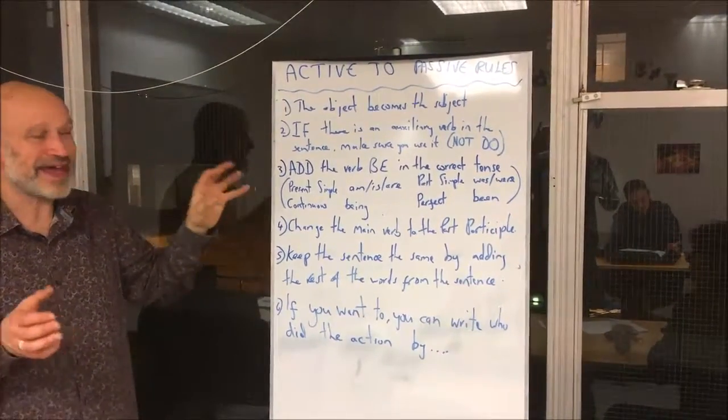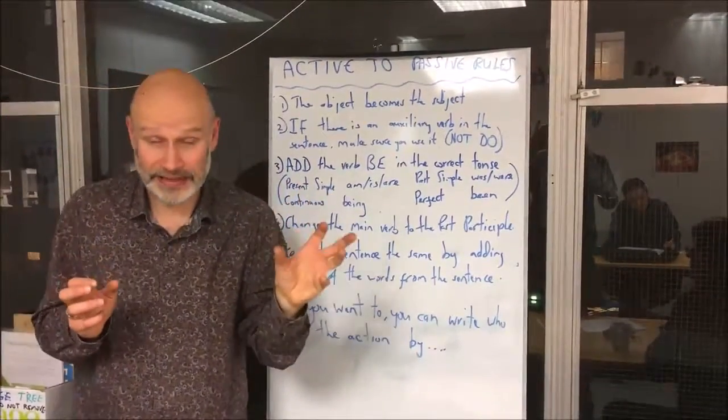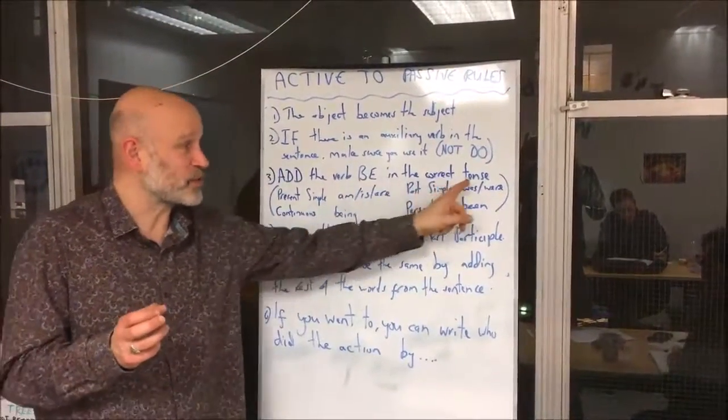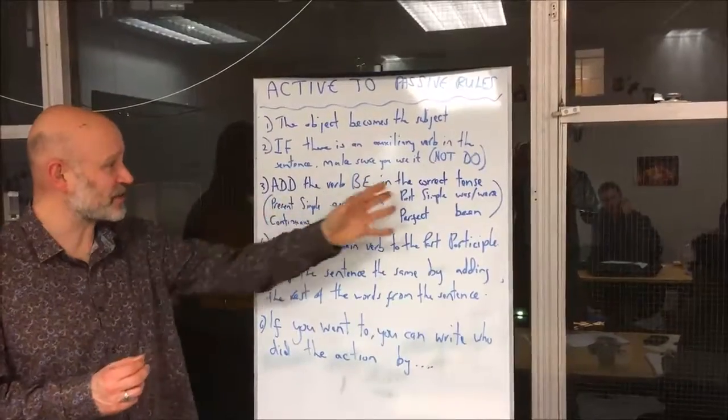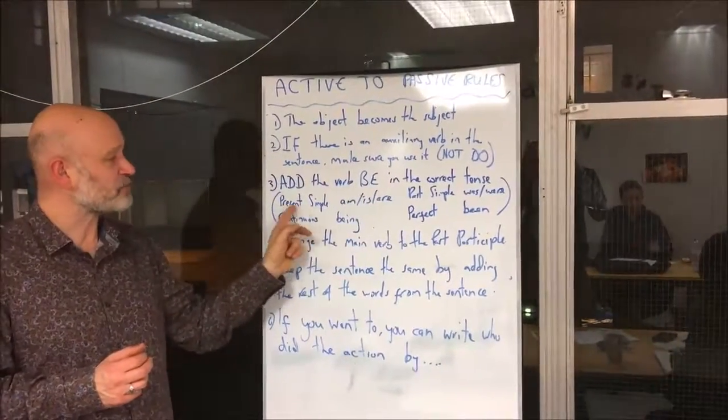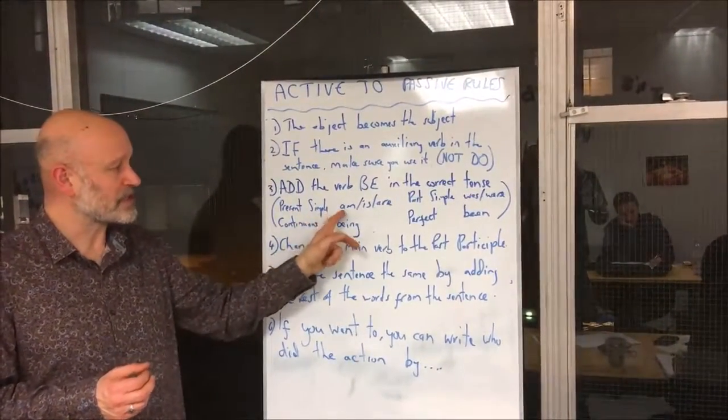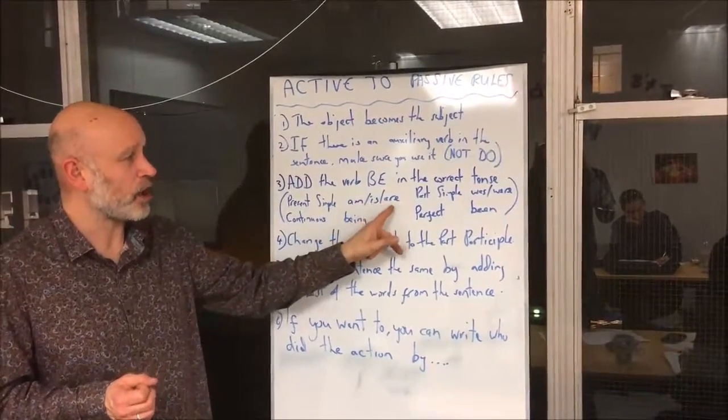The next thing you need to do, when you've done this first thing and checked the second thing, is then to add the verb to be. And we need to make sure we do it in the correct tense. And I've just listed out some ideas here. If it's a present simple, we need to add am, is or are.